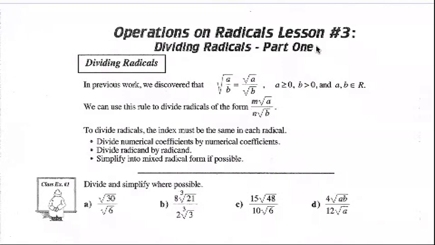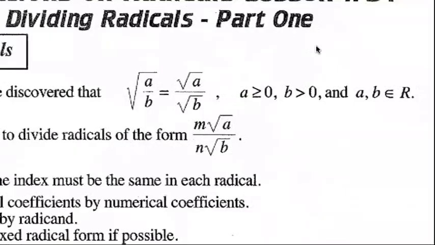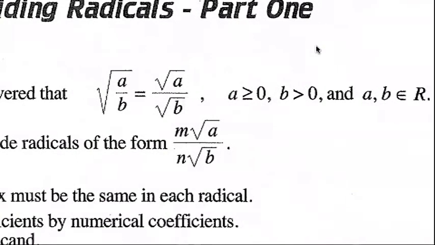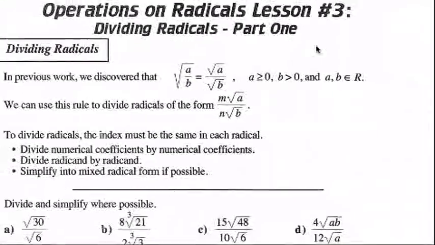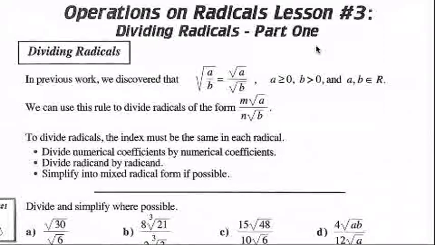Okay, so we have looked at this rule before. The square root of a over b is also equal to the square root of a over the square root of b, where of course a has to be greater than or equal to 0, so it can't be negative. b has to be greater than 0. It can't be 0 because as soon as you divide by 0, it's undefined. These are just some other rules that we have to state in order to do the questions. And a and b belong to the set of all real numbers. Sorry, we can't have non-real numbers.